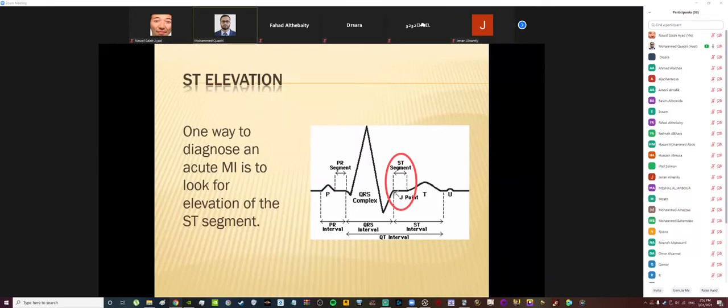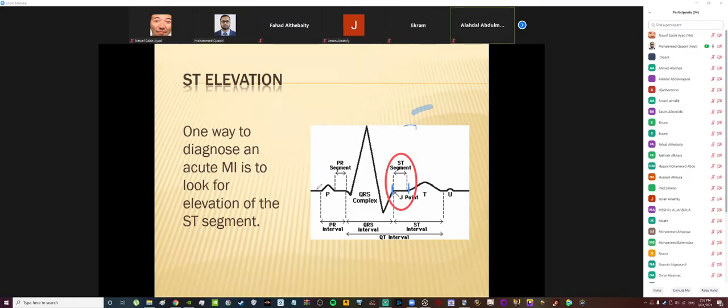The ST segment begins from the end of the S wave to the beginning of the T wave. And the ST segment is always isoelectric.